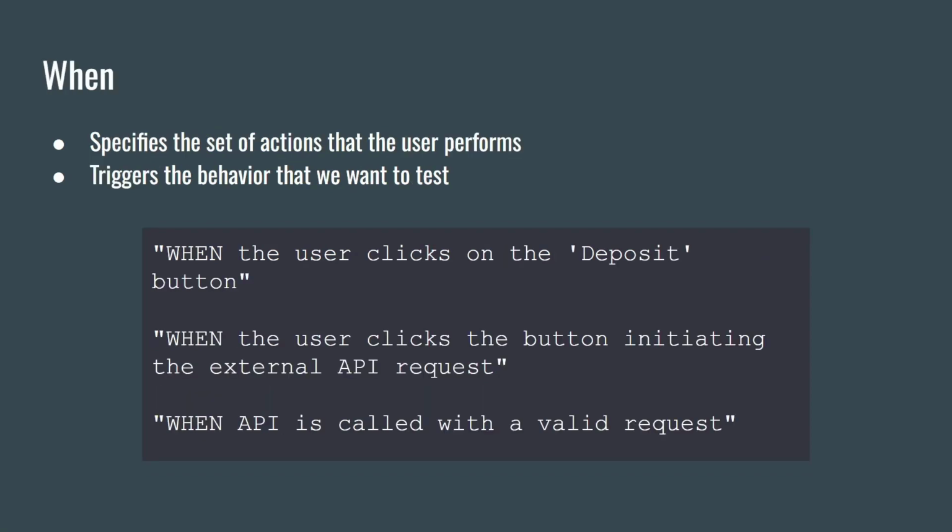Moving on to the when. The when is the actual action that the user or some system performs on your application. It is what is happening. We are doing something to the application that we expect something to happen afterwards. So when the user clicks on the deposit button, when the user clicks the button initiating the external API request, when the API is called with a valid request, when the API is called with an invalid request, and so on and so forth. It actually triggers the behavior that we want to test. So this actually is the same as the act in our unit tests.